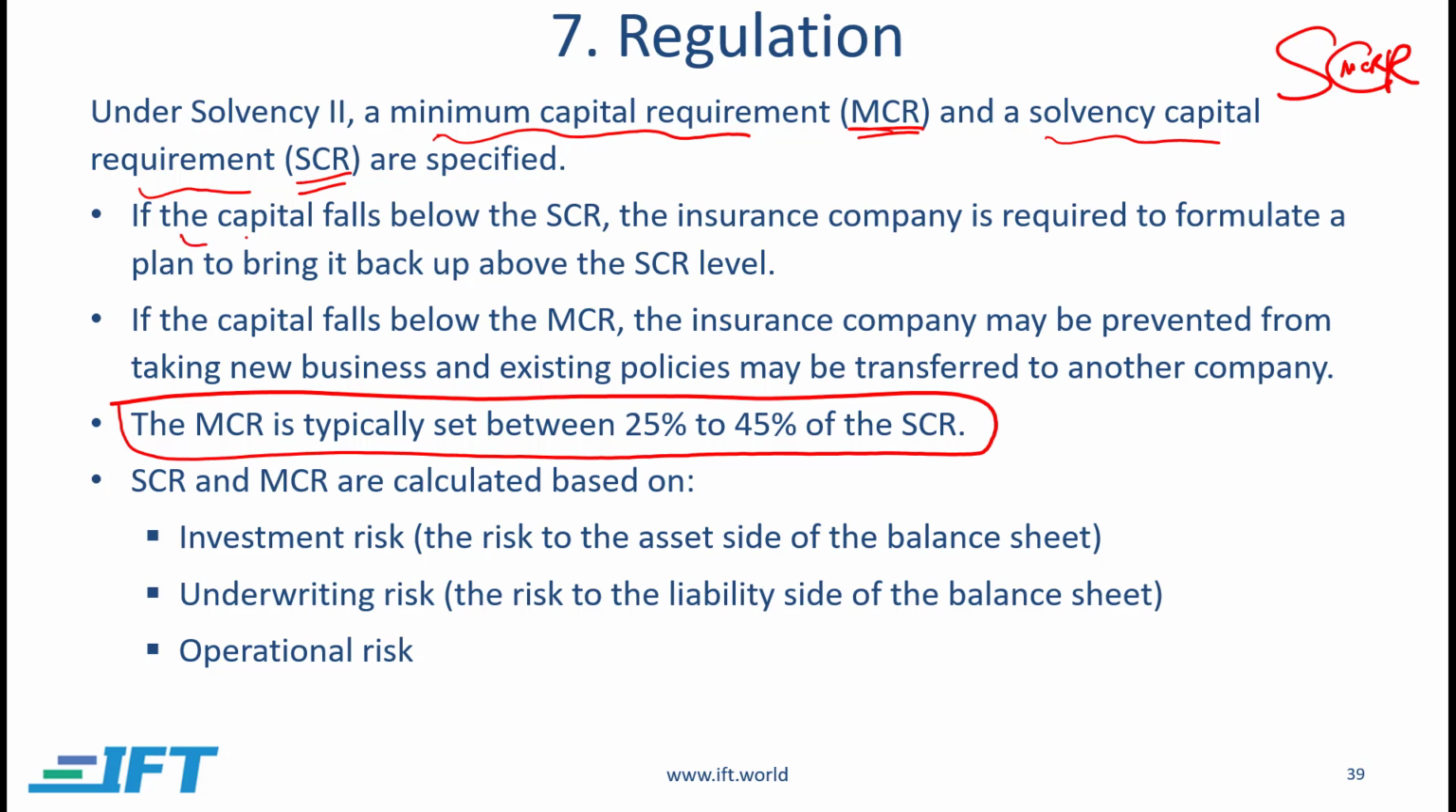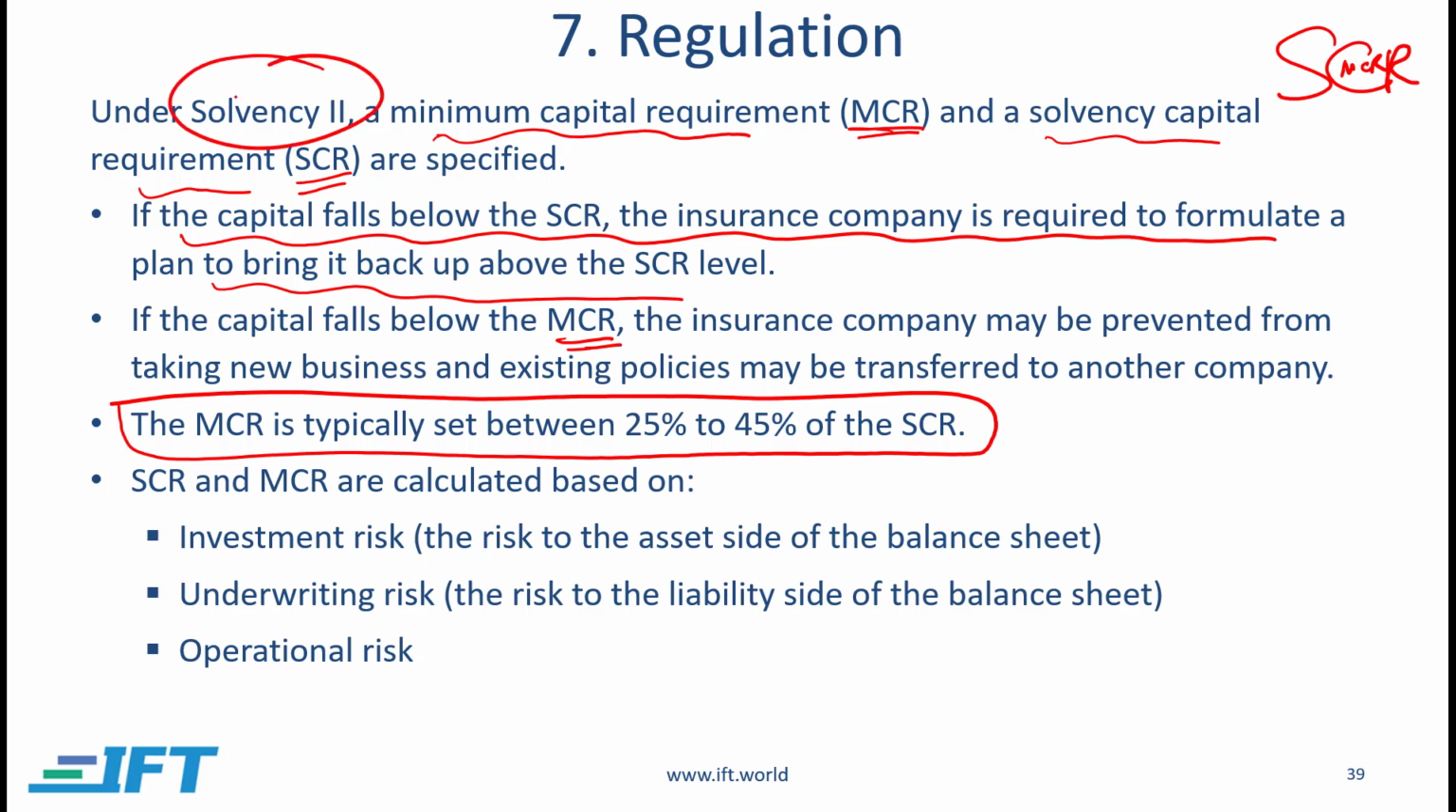First, if the capital starts to fall, it will fall below the SCR first. If it does fall below the SCR, then what the insurance company has to do is naturally bring it back to the SCR level. But if it continues to fall and even falls below the minimum capital requirement, then that is obviously a serious thing. As per Solvency II, the insurance company cannot write any new policies, which means it will be prevented from taking any new business, and even its existing policies may be transferred to another company. Right?